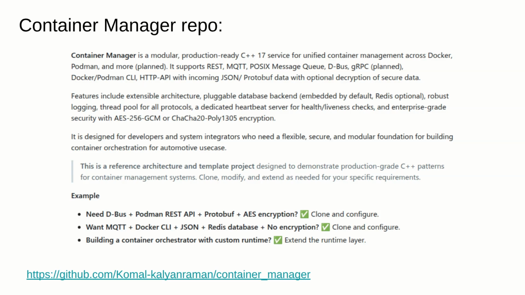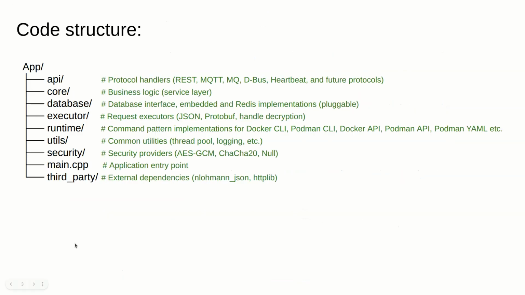Now getting into this project. This project is structured like this, and this is the folder structure. We have multiple folders over here. The first folder is the application, which we call app, the container manager, and it has the API folder which handles all the protocols and the heartbeat server. Any future protocols will be incorporated over here in API. Core is basically the business logic, which is the service layer. As of now, it receives and operates accordingly. There is no extensive logic over here.